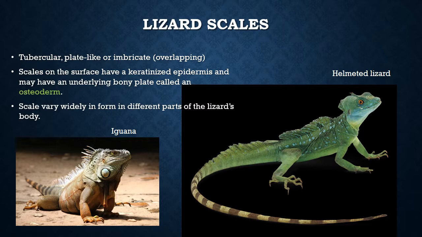And scales can vary widely, allowing lizards to have different patterns, and then they can have adapted scales to perform certain functions. Like on the iguana, that spine down the back, those are all scales, but they've been modified into these spiky little scales. And then in the helmeted lizard, the ones on their head come together to form basically this helmet. So you can have modifications of the scales.